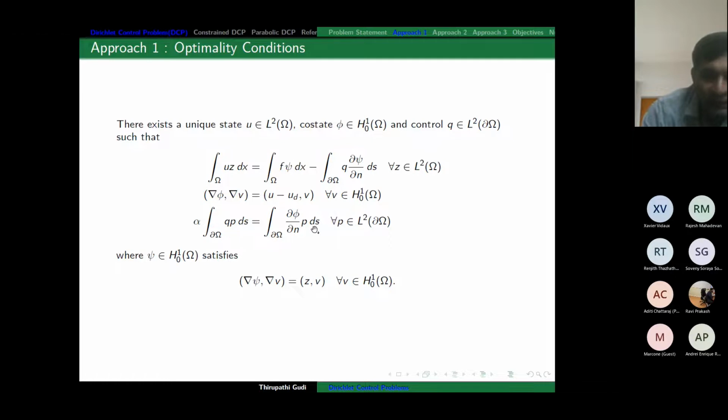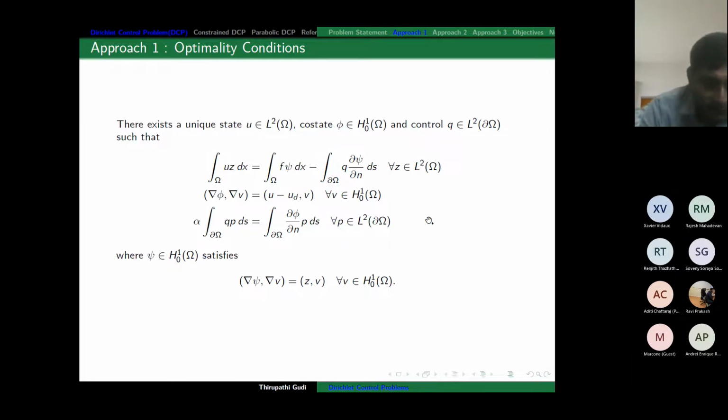Basically, if you see that this is equal to this for all P in L2 of the boundary omega, we can write it as Q is 1 by alpha of del phi by del n, and phi is this. And as I said, Z and C are linked through the state equation. So this makes the problem well posed, and one can use this to find a numerical approximation based on this setting.